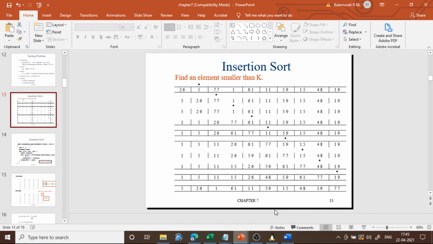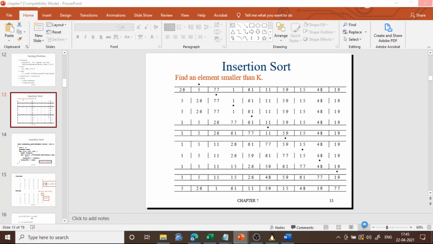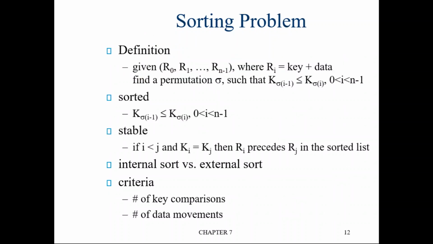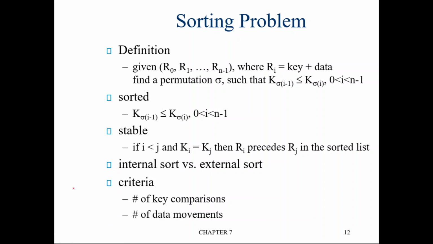So the topic we'll be discussing in this lecture is sorting. We'll discuss two basic sorting techniques, bubble sort and quick sort. To define sorting: given a set of numbers, we want to sort it in ascending order or descending order, primarily in ascending order.